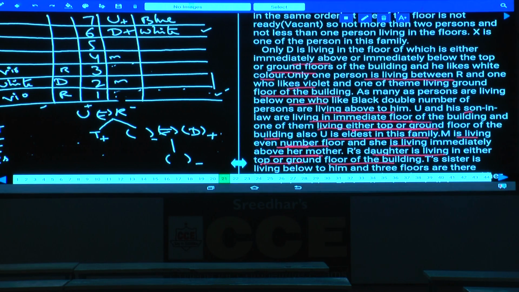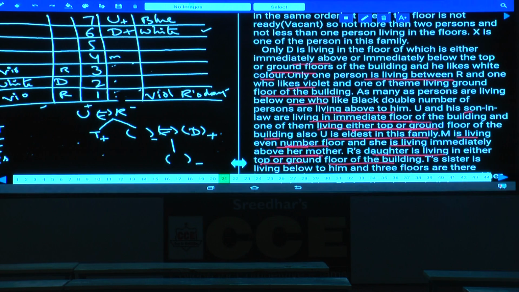Now R's daughter sits on the ground floor. As R's daughter sits on the ground floor, this person is R's daughter. And whatever this one here, Violet. Whatever this Violet here, only one person is living between R and the one who likes Violet. Tell me where should this Violet be? First floor. R, Violet must be at this. If Violet is at the first floor, then what about the position of R? Where should this R be?